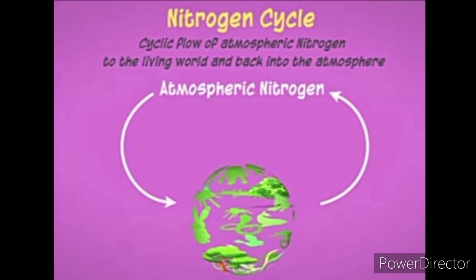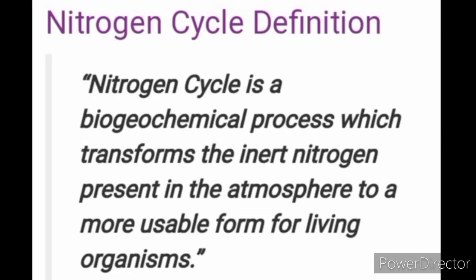So today we will start with the nitrogen cycle. What is a nitrogen cycle? The cyclic flow of atmospheric nitrogen to the living world and back into the atmosphere is known as a nitrogen cycle. Now what is the definition of nitrogen cycle? Nitrogen cycle is a biogeochemical process which transforms the inert nitrogen present in the atmosphere to a more usable form for living organisms.